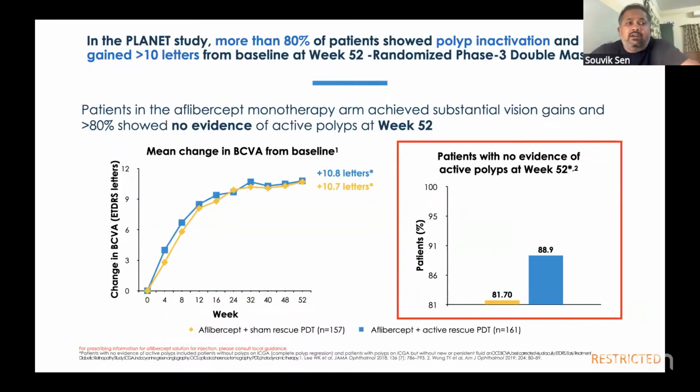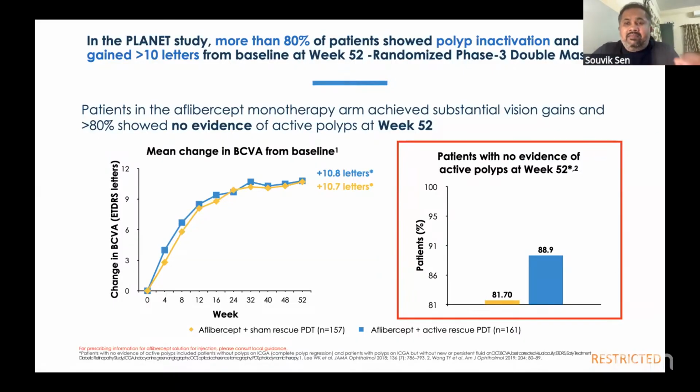So now, the PLANET study was a randomized phase 3 double-mask study carried out over 52 weeks, 1 year, to determine the effectiveness of aflibercept. So what they found was that along with substantial visual gains, more than 80% also showed no evidence of polyps at week 52, which means even the active polyps had regressed. So this was very important.